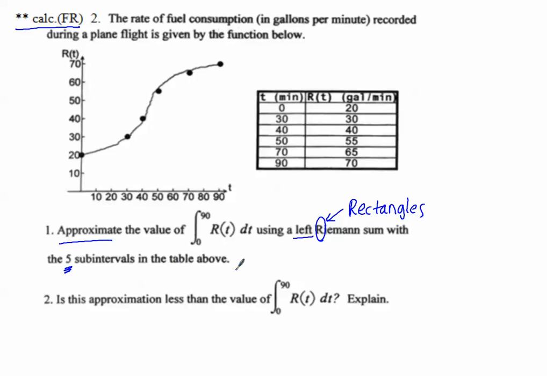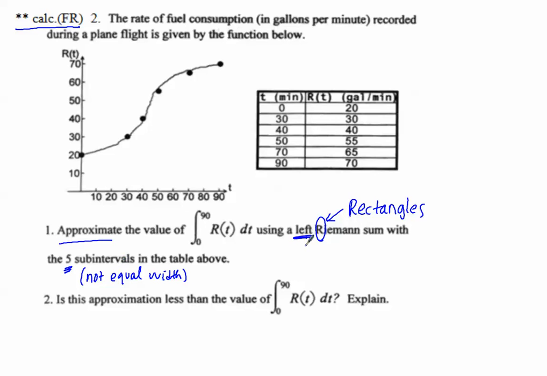So this time they didn't say of equal subintervals. Now they're telling us using that table above. So maybe they're of equal width, maybe not. Looking at the table, I see from 0 to 30, that's 30 units long. The next interval from 30 to 40 is 10 units long. So these are not equal width. So these are 5 subintervals used in the table.